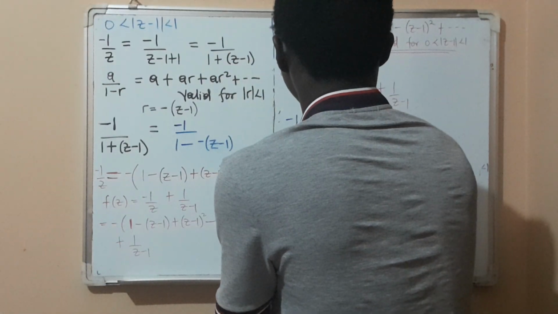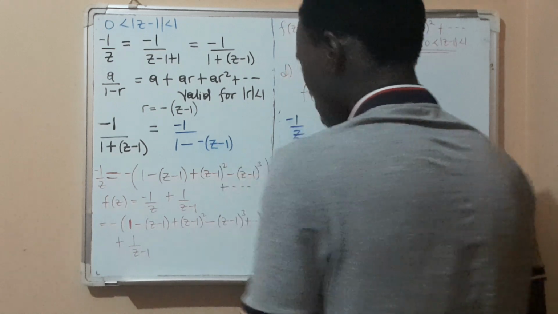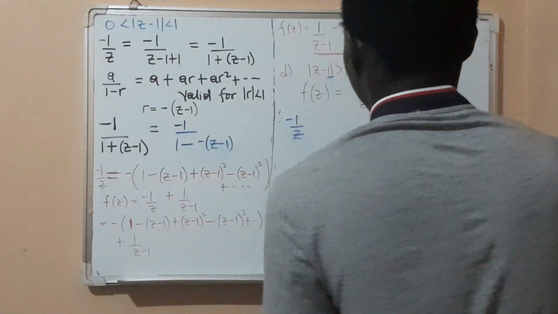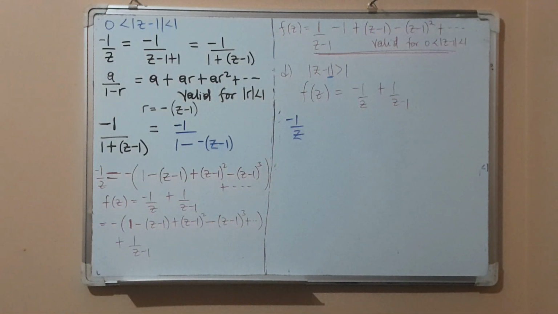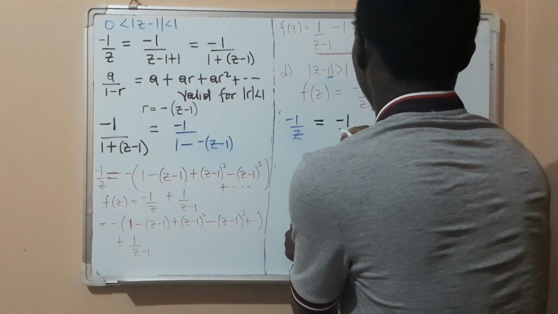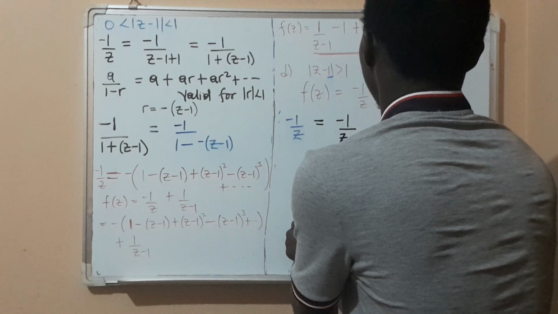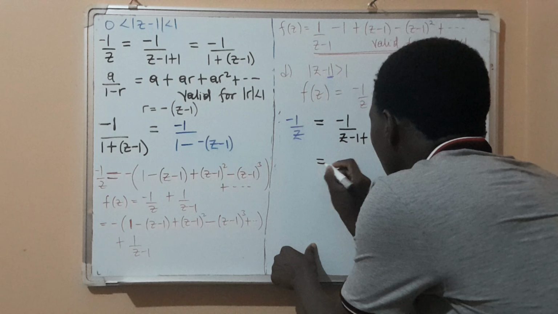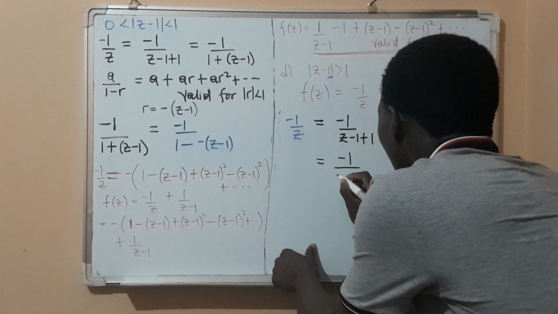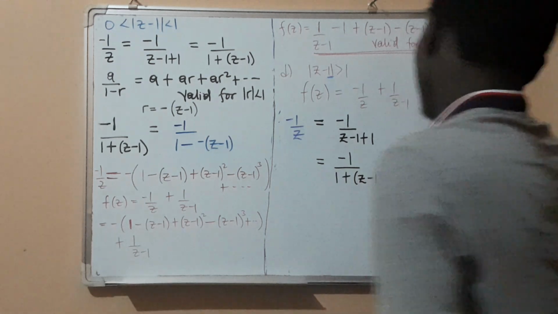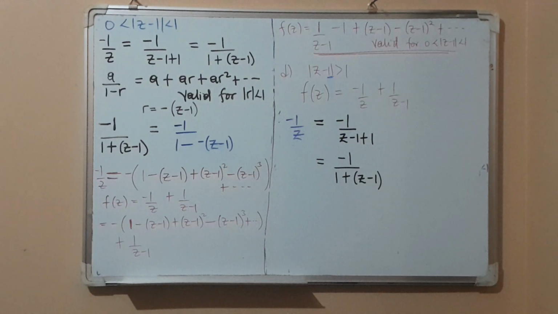Negative 1 over z. This is equal to what? We introduce a minus 1 and a plus 1. This is the same as negative 1 over z minus 1 plus 1. Maybe write this as negative 1 over 1 plus z minus 1.